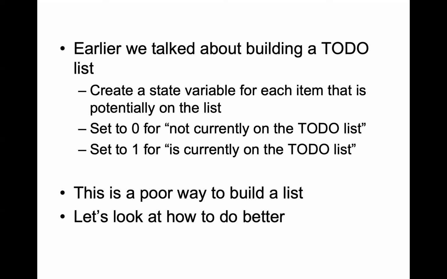So in this implementation strategy for a to-do list, we set that state variable corresponding to do our homework or whatever to 0 to indicate that it's not currently an item on our to-do list, and set it to 1 to indicate that it is currently on the to-do list. And then once we do the item that's on the list, we can set the value of that variable from 1 to 0, and that removes it from our list. So this works. It's perfectly acceptable at some level, but I hope it's kind of obvious that this is a poor way to build a list.